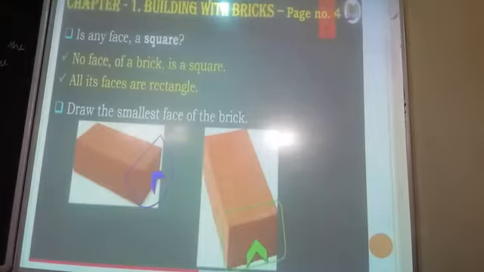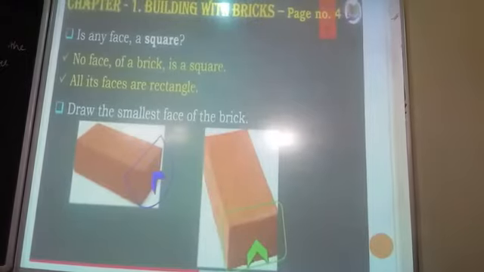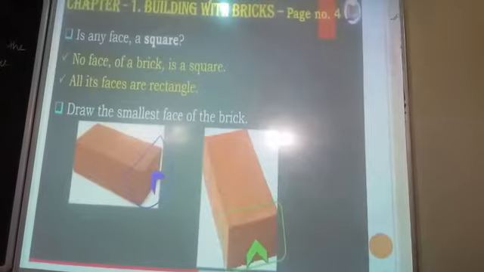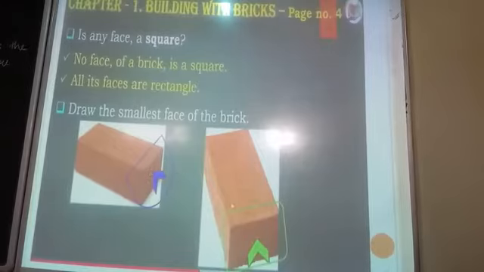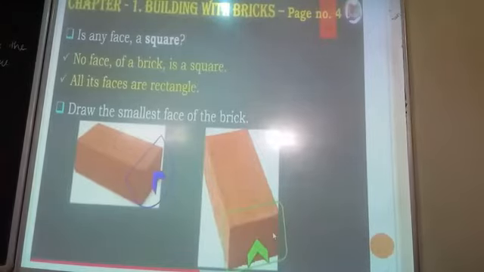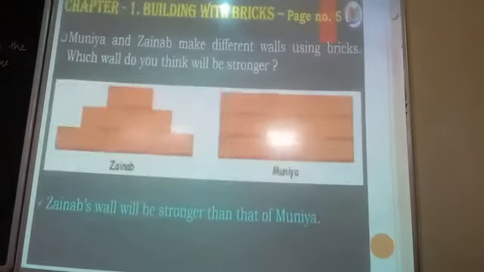So draw the smaller face of the brick. You can draw it and place it in the fill in the blank. As we have cut here, with the symbols shown here, you can draw that smaller face and show it. Next, some activity is given. You have to tick mark for that. We will see that.